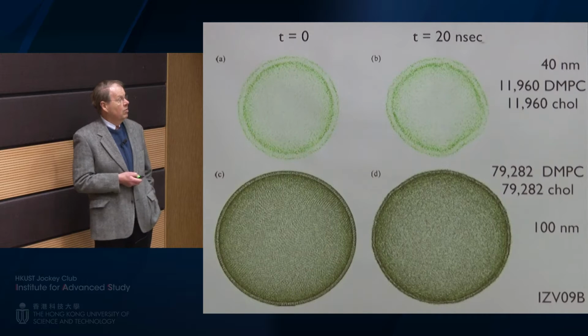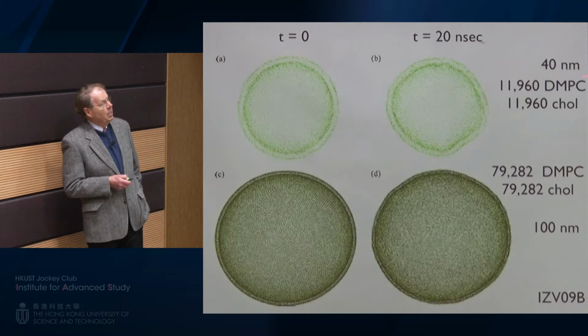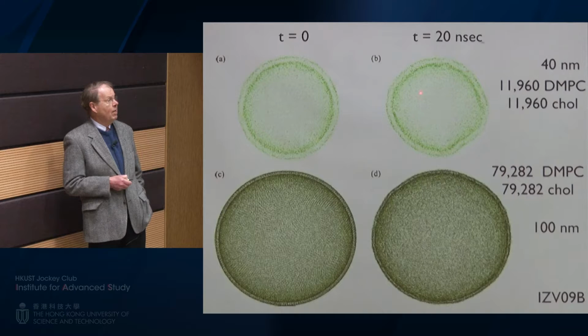Now, this is 40 nanometers. In the laboratory, 40 nanometer vesicles are stable. And they took this system and ran it for 20 nanoseconds, t equals zero to 20 nanoseconds. You can see that there are some changes in shape, there are fluctuations in the shape, but the bilayer is still intact. The vesicle is still intact. That's what you would expect from experiment, and that's what the coarse-grained model is consistent with.